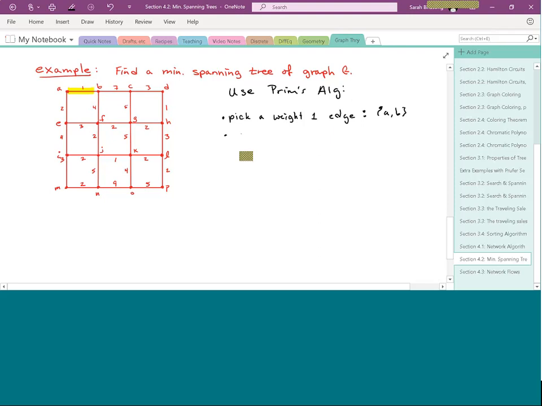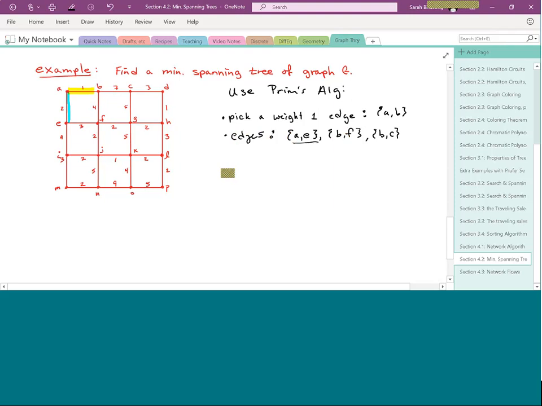So we'll look at edges AE, BF, and edge BC. They're the only ones that are currently connected to somebody in the tree we're building. You pick the one with the smallest weight. There is no option here, so we're going to pick AE. Okay. Now, at this stage, the edges we're allowed to pick is we still can pick BF. That's not a problem.